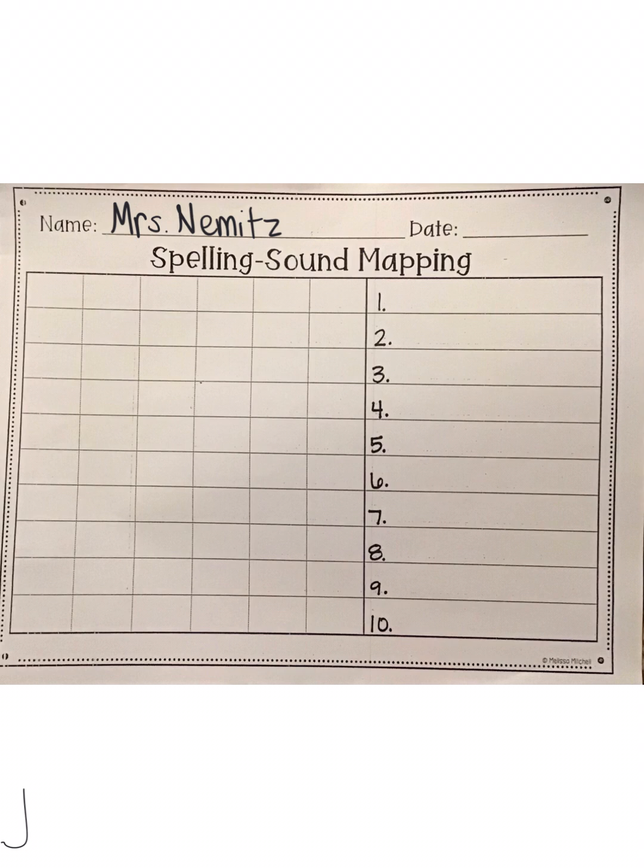CH says ch. Our first word is inch. I, n, ch. I hear three sounds. First sound, i, n, ch. Inch. Please write inch on number 1. With your highlighter, please highlight the CH digraph.